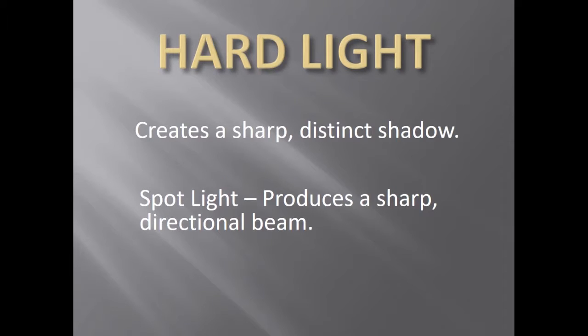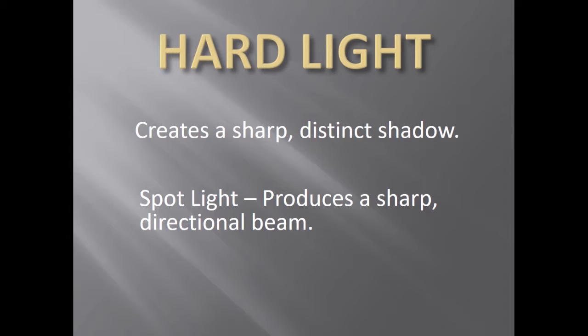Okay, next I want to talk about hard light. We're going to talk about two different types of light here, hard and soft. First, we'll focus on hard light. Hard light creates a sharp, distinct shadow. So for example, a spotlight would be an example of a hard light. When you think of hard light, I want you to think of a beam of light going in one direction that creates a distinct shadow for your subject.